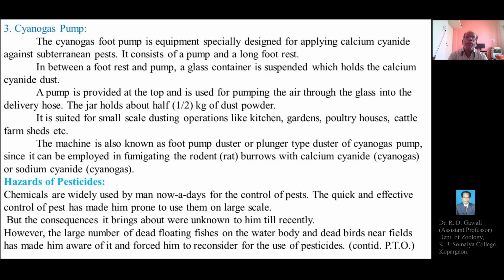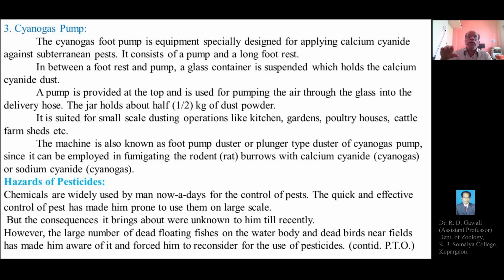It consists of a pump and a long foot rest. In between the footrest and the pump, a glass container is suspended which holds the calcium cyanide dust. A pump is provided at the top and is used for pumping the air through the glass into the delivery hose. The jar holds about half kg of the fumigant powder, not a dust powder. It might be a dust, but it is a fumigant powder which will release the toxic gas.